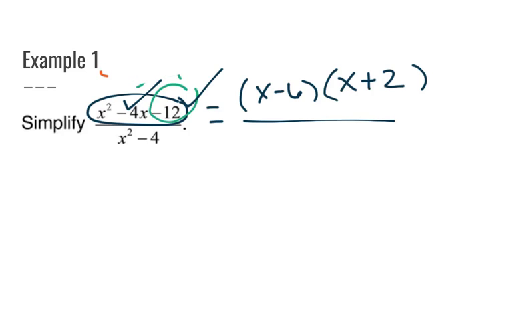Okay, and in the denominator, we also can factor this because that's just a difference of squares. So that's x plus 2 and x minus 2.